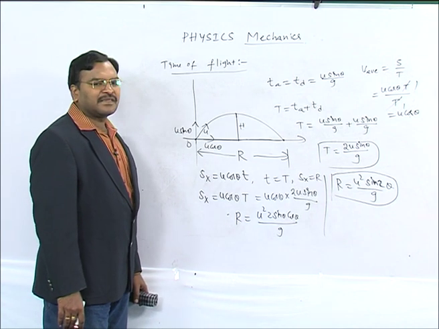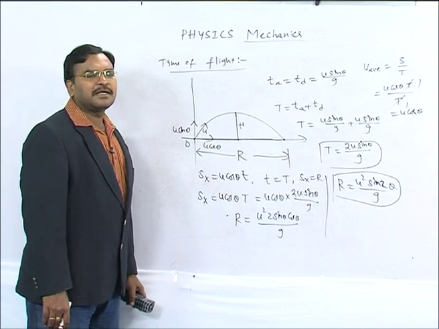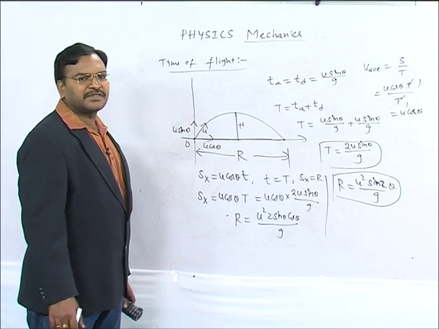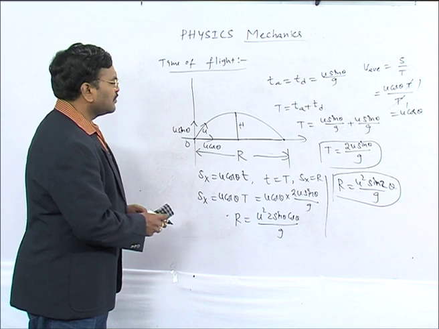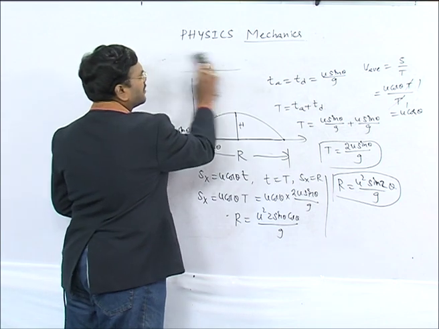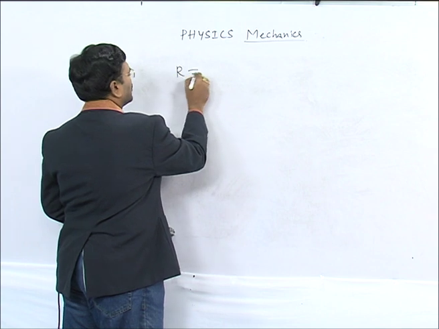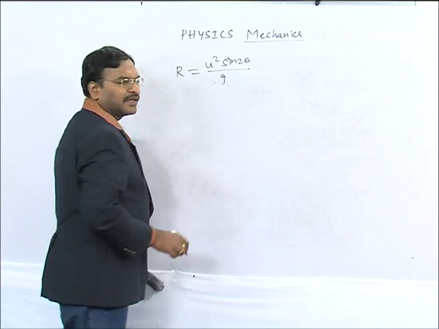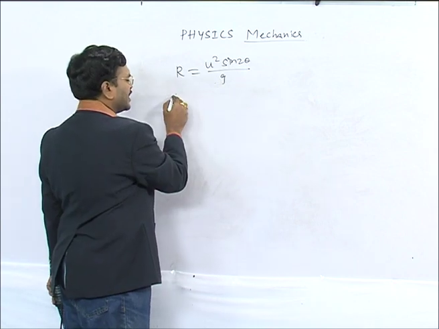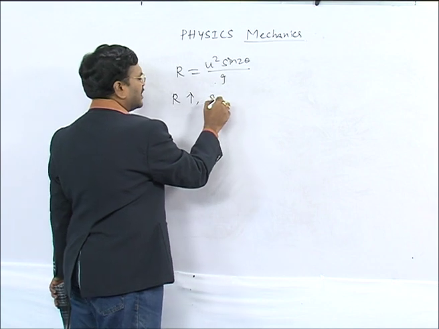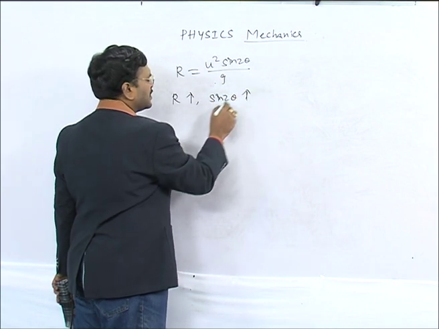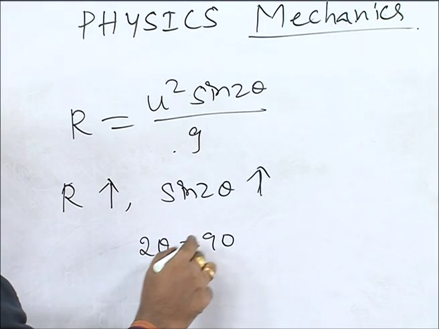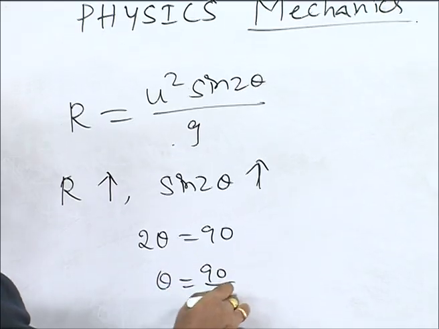So the range is maximum when 2 theta is 90 degrees. Then theta is how much? 45 degrees. Here the range R is equal to u square sin 2 theta by g. For given u and g constants, the range is maximum when sin 2 theta is maximum. Sin 90 is 1, so 2 theta is 90 degrees, and theta is 90 by 2, which is 45 degrees.